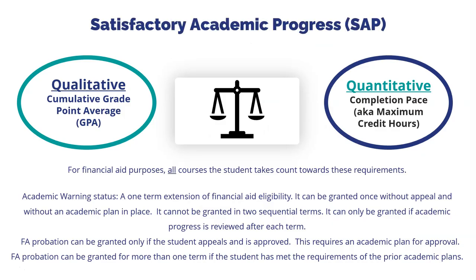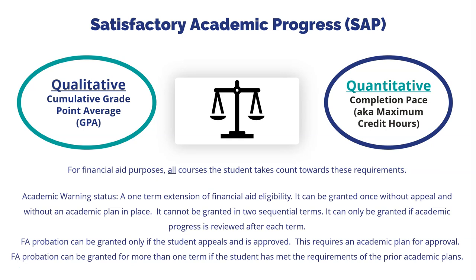Satisfactory academic progress. The difference between qualitative and quantitative. Qualitative. Cumulative grade point average. This is how your GPA will affect your satisfactory academic progress. Quantitative. Completion pace, aka maximum credit hours. How many hours have you completed? For financial aid purposes, all the courses you take as a student have to count towards your requirements.